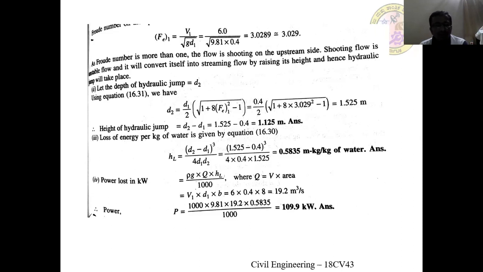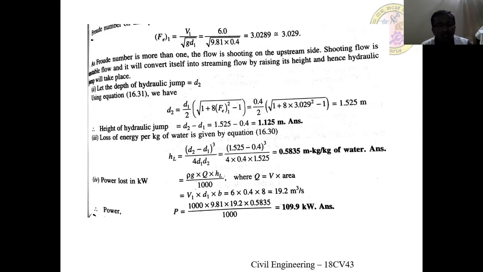Once you know D2, you know D1 and all these things, so from that you find the height of the jump. Height of the jump is D2 minus D1. D2 is 1.525 and D1 is 0.4. So the height of the jump is 1.125 meter.